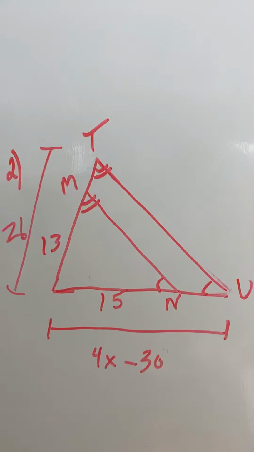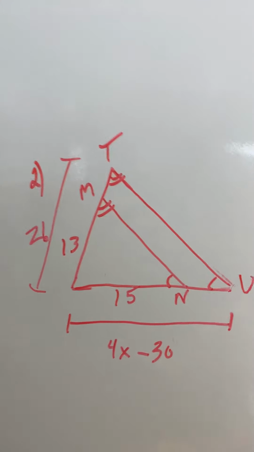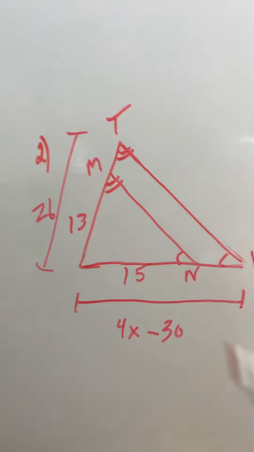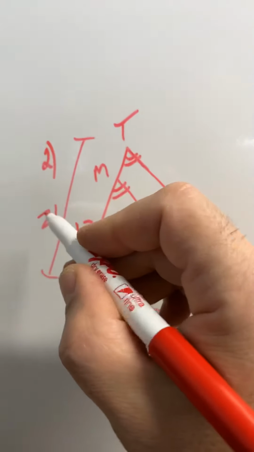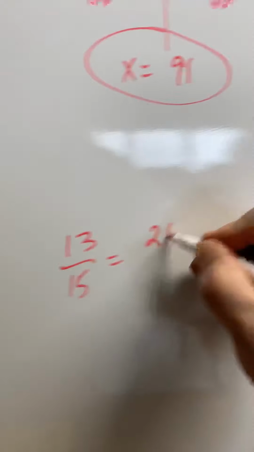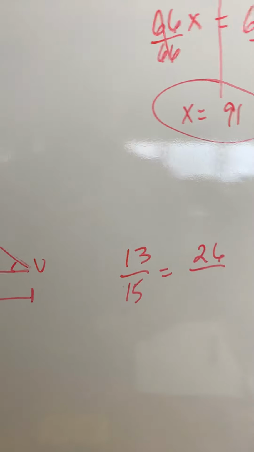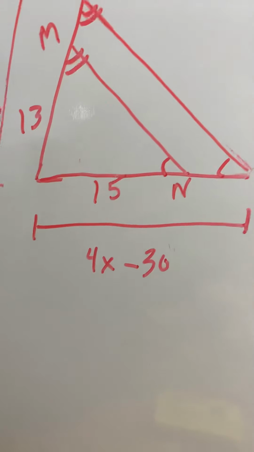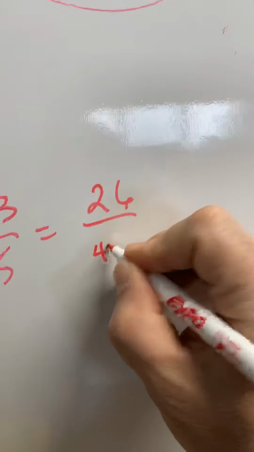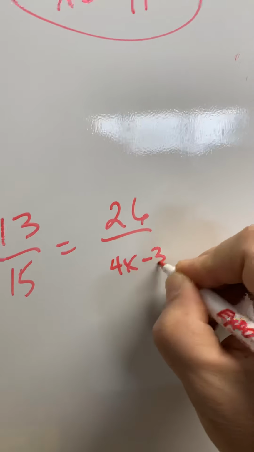Then we go over here and we say, okay, wait. Now we got to focus just on the big triangle. So I know that there's a 26 that's right next to the 13. So that goes there. And then we have this expression. So that has to go on the bottom, 4x minus 30.